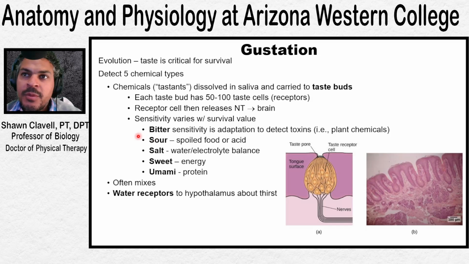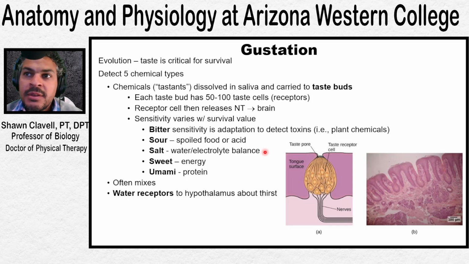We might be more familiar with bitter, which is a sensitivity adaptation to detect toxins, particularly in the back of the throat, before we have the ability to swallow. We can gag, so that bitter taste helps protect us from toxins. Sour comes from spoiled food, or acidity, so there's a large amount of hydrogen ions that might diffuse and cause an action potential.